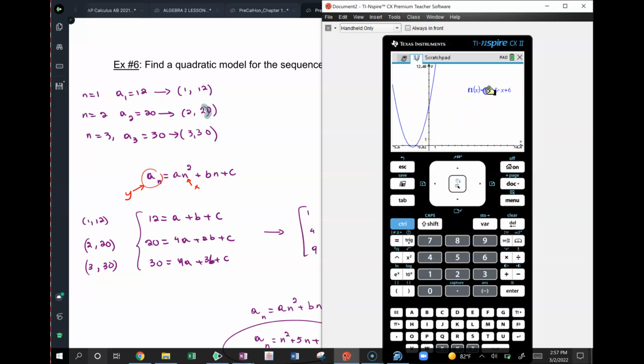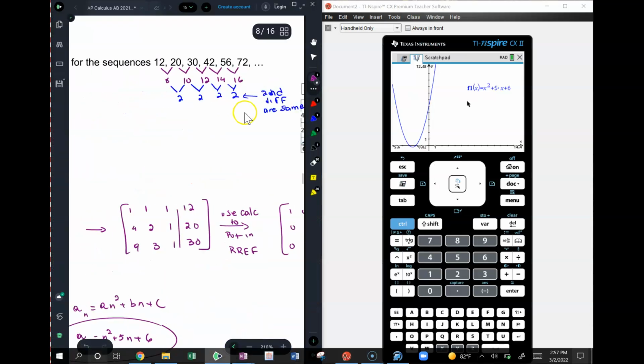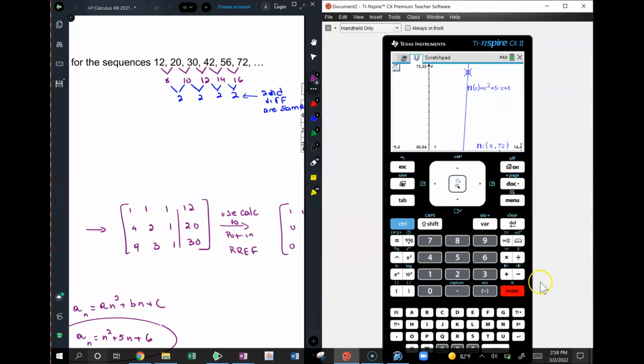Okay, so let's trace this. What are our terms in the sequence? 12, 20, and so on. Let's go menu, trace, graph trace. Type in 1, enter. Oh, look, it's 12, the first thing on the list. 2, enter. Oh, it's 20. 3, enter. Oh my God. 4. Oh, 6, 72. Isn't that cool? That's pretty darn cool.